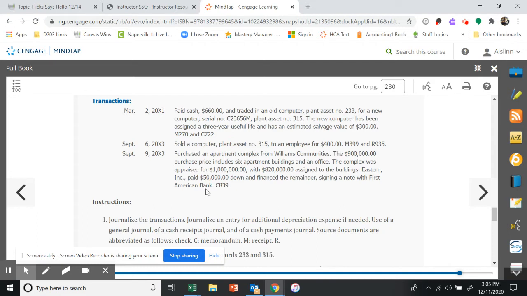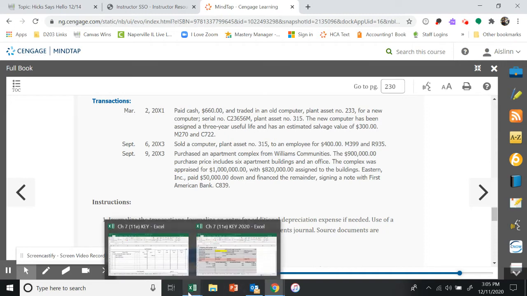This is cool stuff. Okay. So take in all this information. You didn't pay cash for the whole thing. You paid cash for 50 grand and the rest is a down payment. Okay. So here we go.